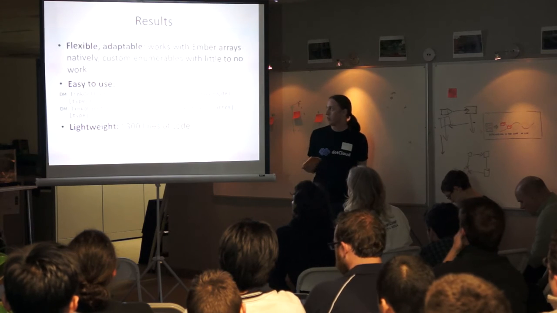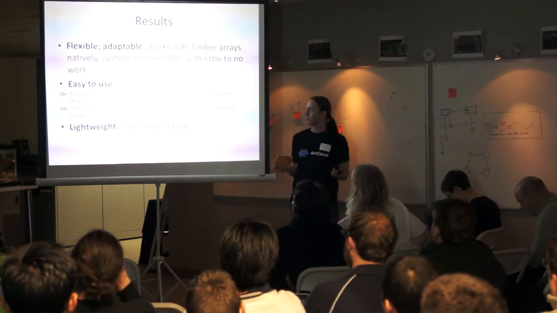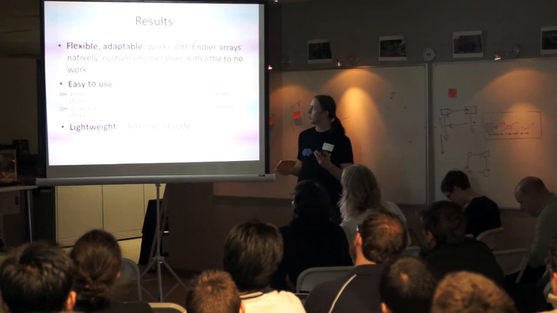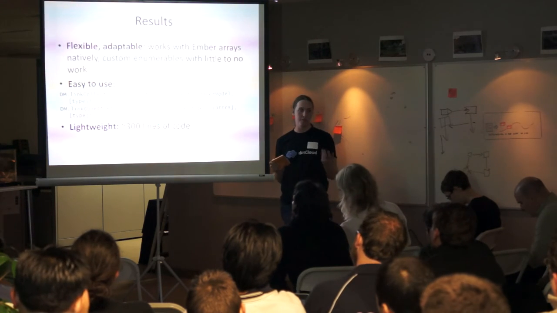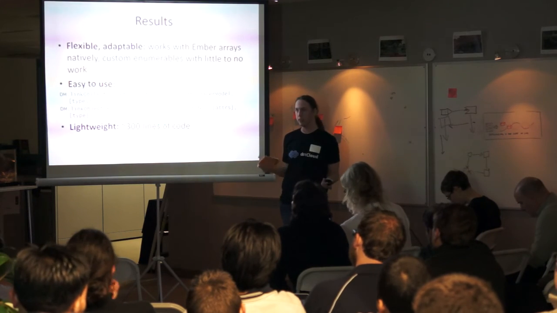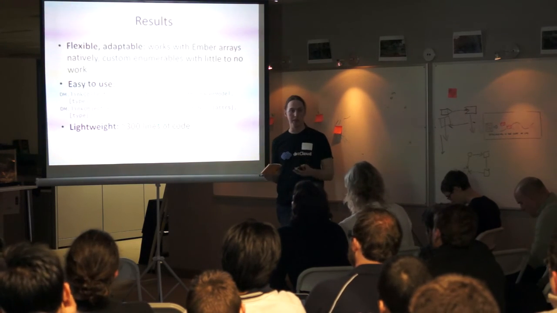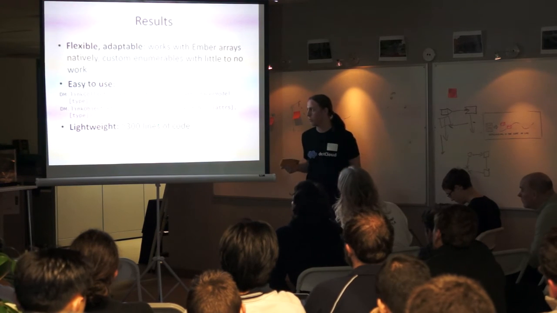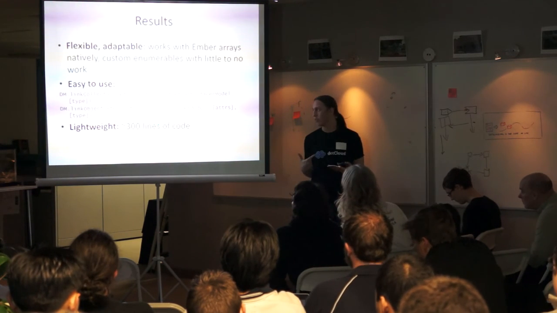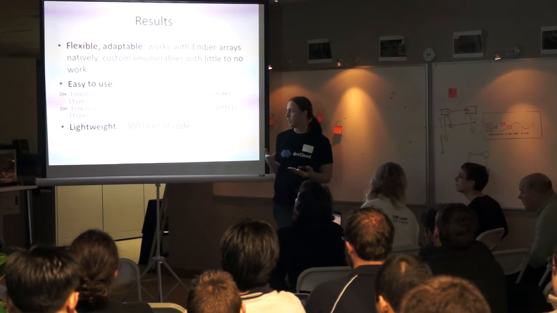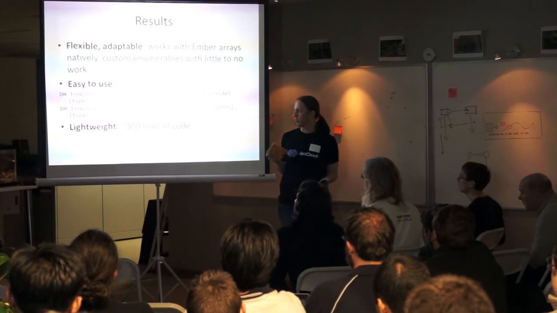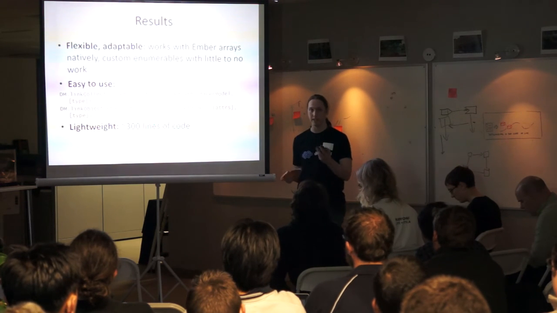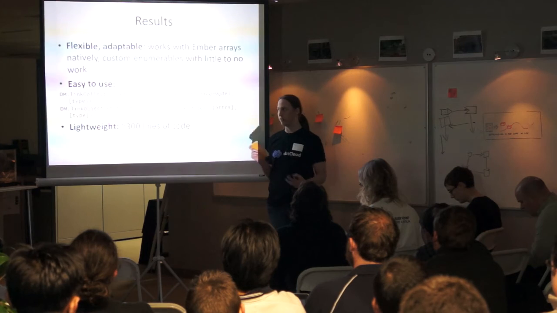So the results of our little hack: we have a tool that's very flexible and adaptable. It works with Ember arrays out of the box. And if your application implements custom enumerables, there's very little work to make it work too, and it's documented. It's really cool. It's easy to use because we only expose two methods that have a very simple prototype, and it's lightweight. There's only like 300 lines of code. It could be less if we were more serious about this.